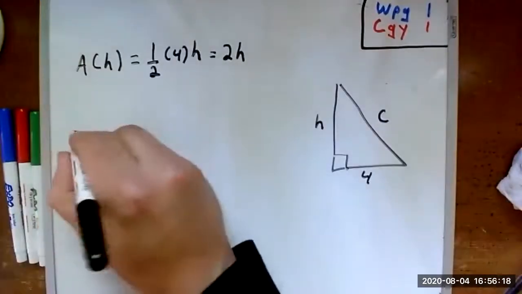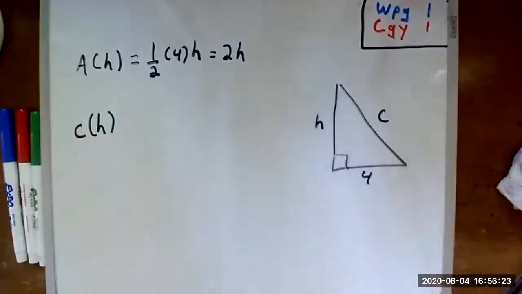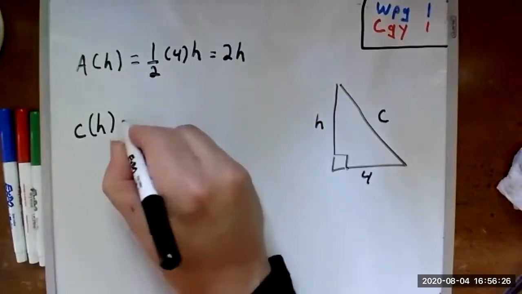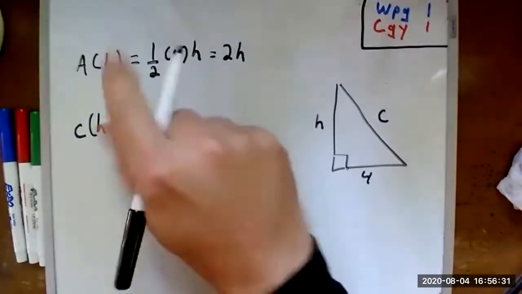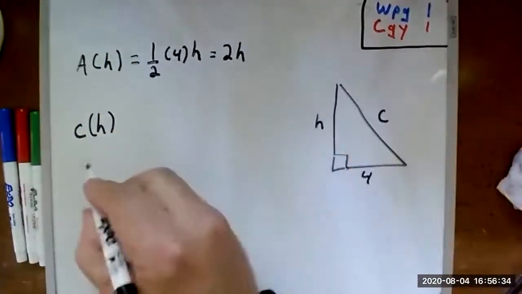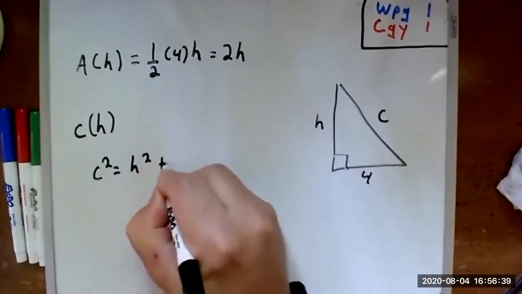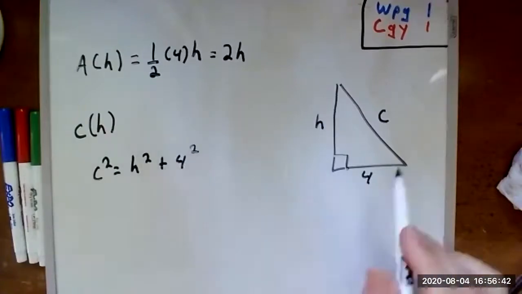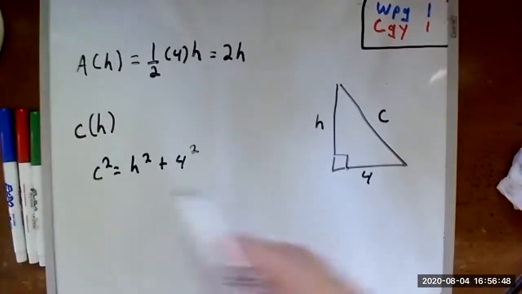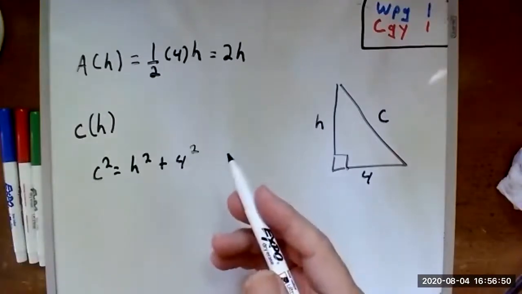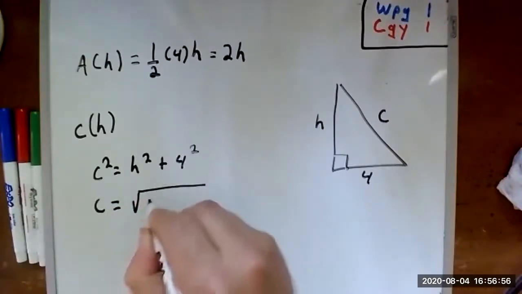We can also find the length of the hypotenuse in this triangle. Okay, so in this case we're going to go with c of h because I want to find the hypotenuse of this triangle with regards to h. We know the formula for the hypotenuse of a triangle, which is that c squared is equal to h squared plus 4 squared, right? A squared plus b squared equals c squared, so h squared plus 4 squared equals c squared.